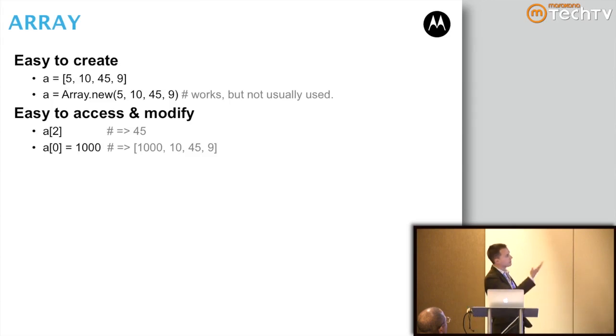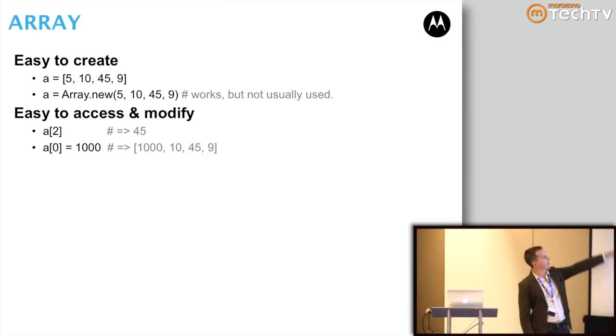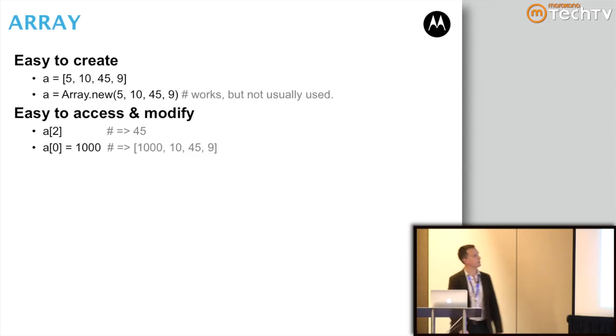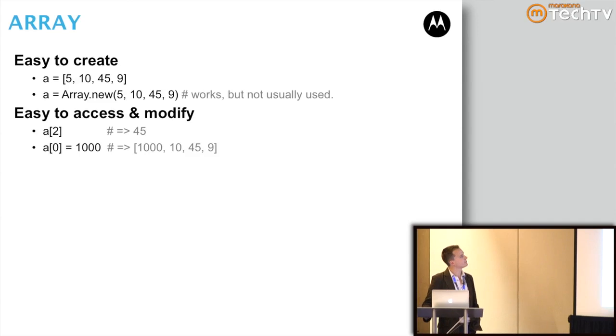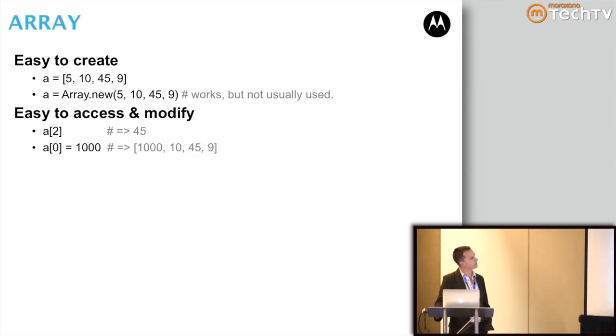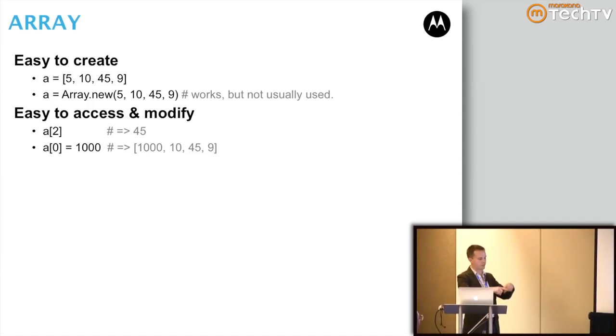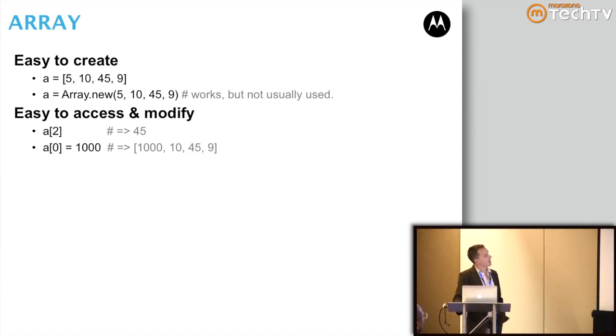To access an array, this should look familiar to all of you. We just use the index syntax. So a[2] gives me back the 0, 1, 2, the third value, 45. And I can change a value with that same syntax. I can say a[0] is now 1000, and now my array starts with the value 1000. Very simple to grab and set values in an array.